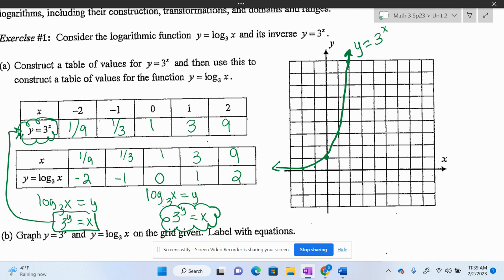What do you guys know about inverses? Think about your lesson 1.3. We know that we changed the order of the spots, but something happened to those two graphs. What did they do to each other?